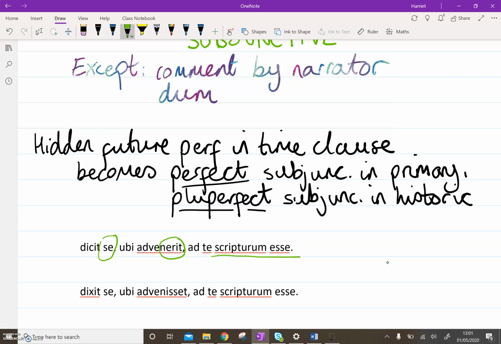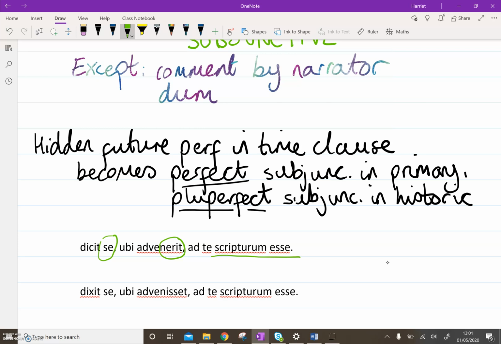Now, because this perfect subjunctive appears within an indirect statement that's in the future, we know that that subjunctive cannot just be perfect. It must be referring to what would originally have been a future perfect if this wasn't an indirect statement. And the future perfect essentially tells us that an action happens before whatever the other verb is in a sentence.